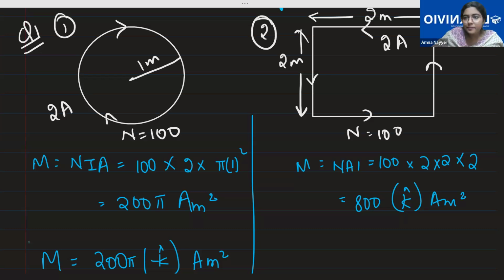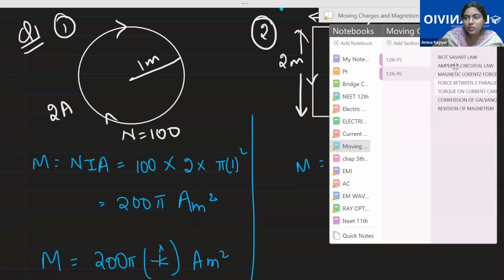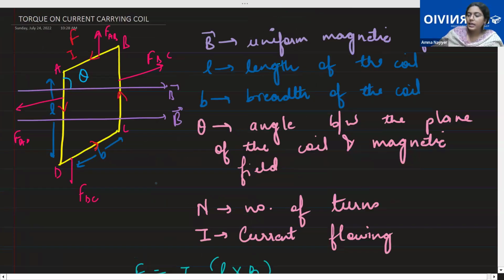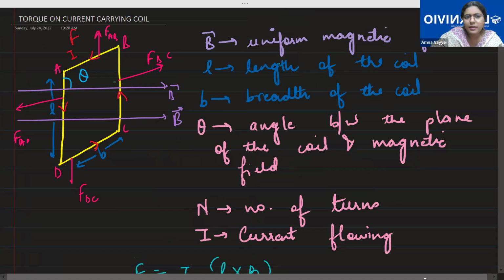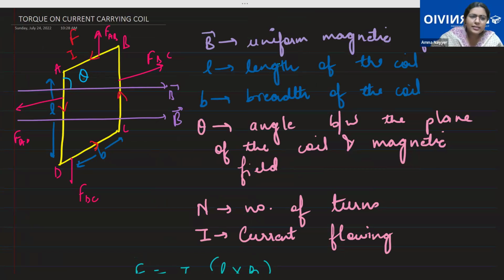Okay, coming to the topic torque. When we have a coil, let's see the direction of the forces. I think we discussed earlier also that you take the direction of the current along the palm, and then curl the fingers along the magnetic field.